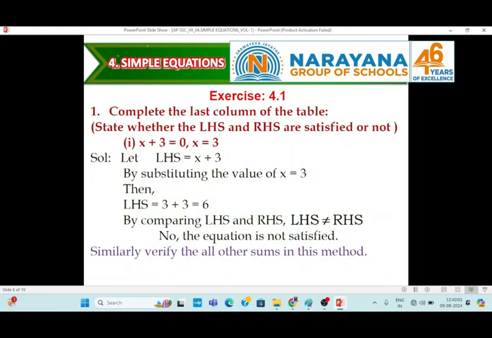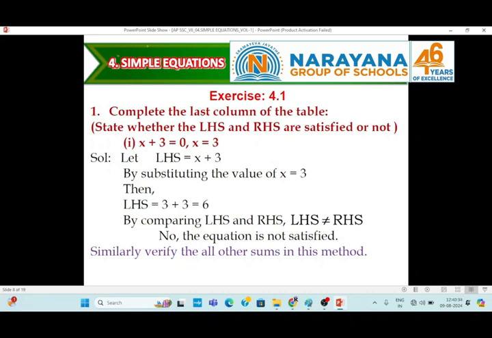So, basing on this explanation, consider the first Roman from exercise 4.1. Here it is a table containing 10 to 12 questions. In that, if we check one or two questions, we can easily understand whether we are able to get the final answer or not. So state whether LHS and RHS are satisfied or not.